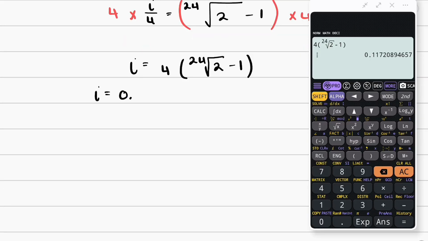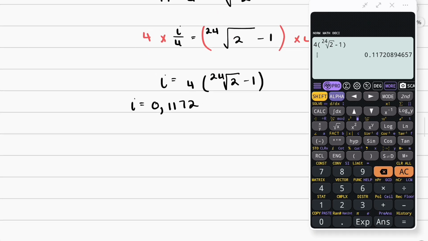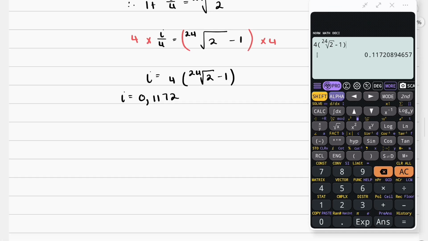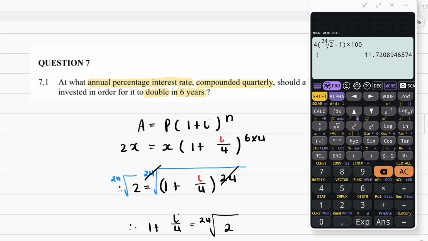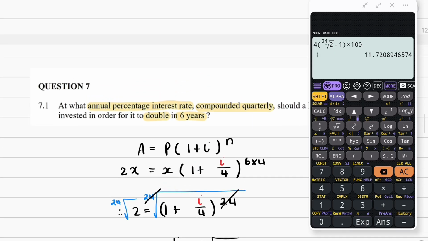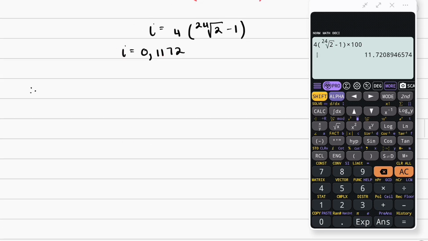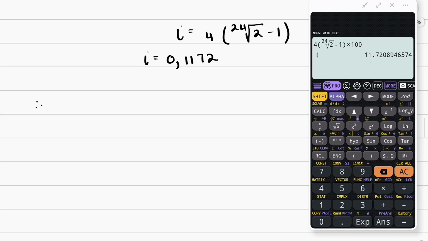So this is 0.1172. Now we have to present this as a rate, so make sure that you multiply your final answer by 100. And then there we go. So we can finally answer their question, the annual percentage interest rate. We can tell them that the annual rate is 11.72%.